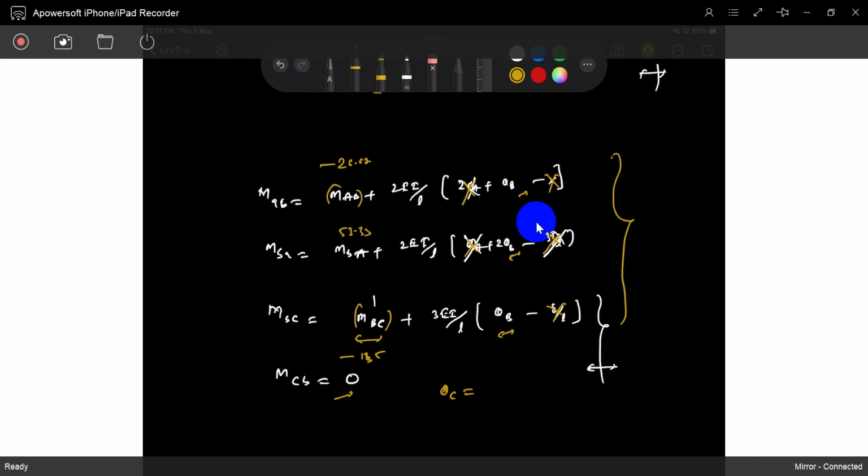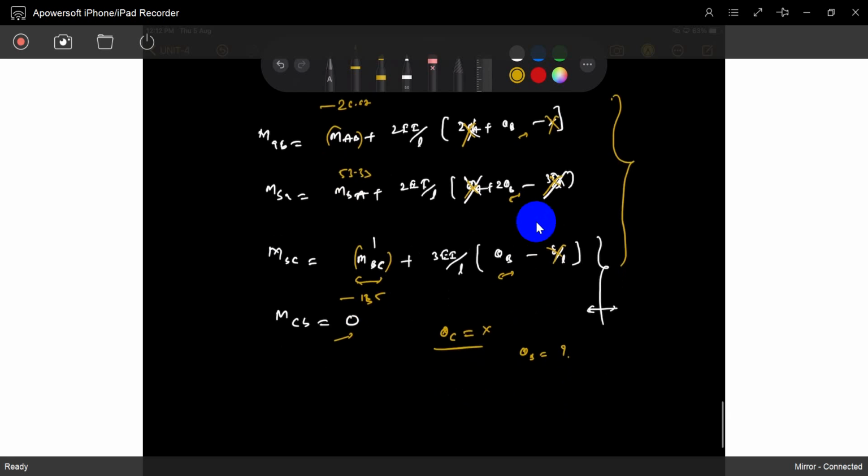Only one unknown is there. What is that unknown? Theta B is unknown. We don't require theta C. Three equations we write down, only one equation, one unknown. So how can we solve it? We solve by only one equilibrium equation.